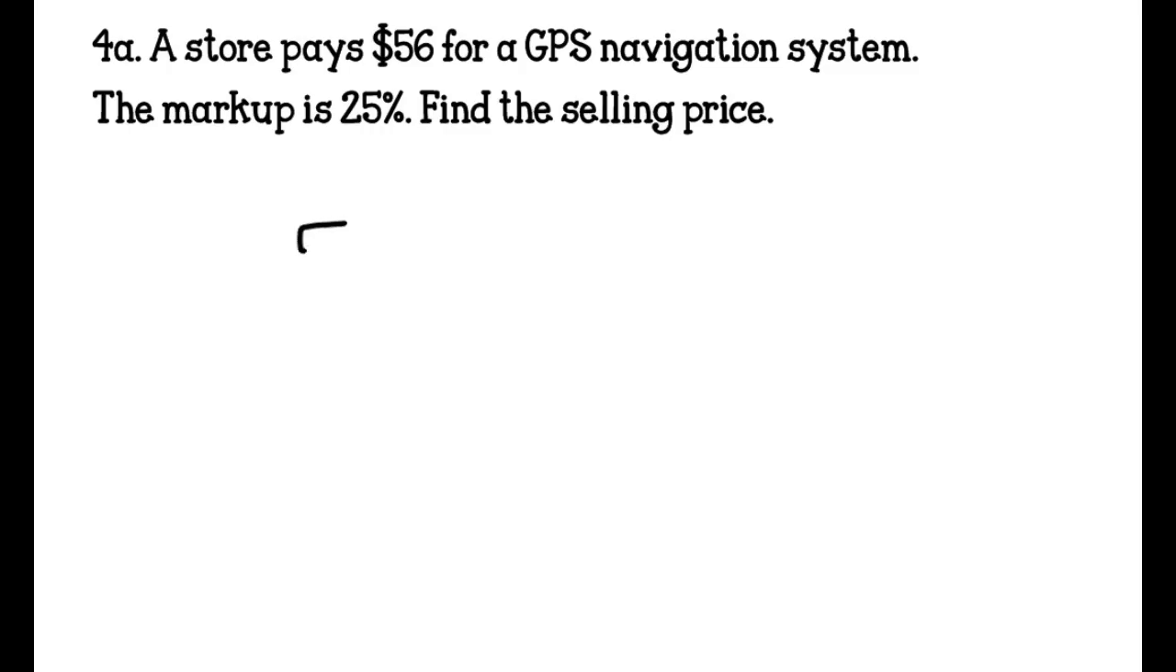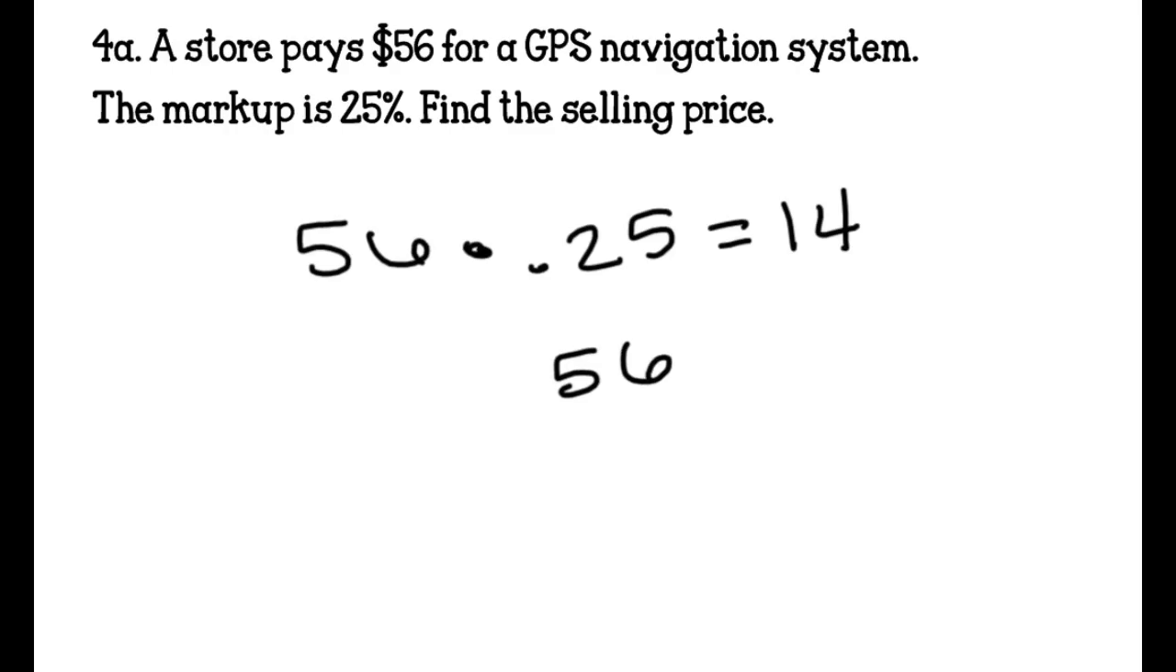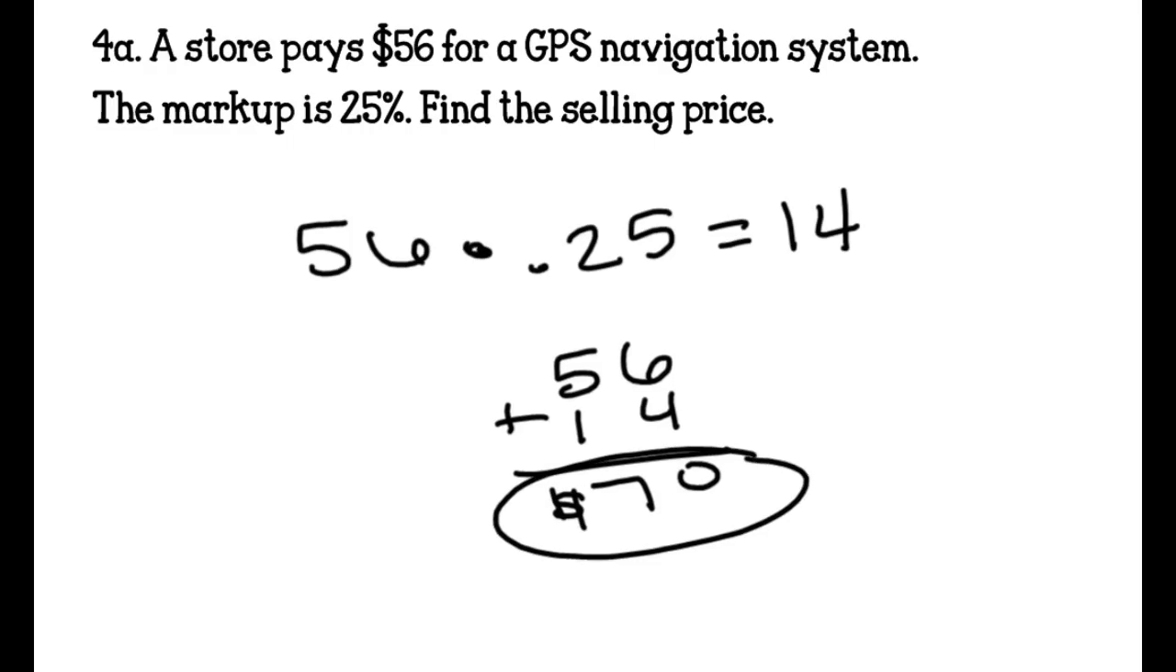So you take the $56 and you multiply by 25%, and that gets you $14. So then you take the 56 plus 14, and so they are going to pay $70 for the GPS navigation system, they being a customer. So the store will make $14 every time somebody buys a GPS navigation system.